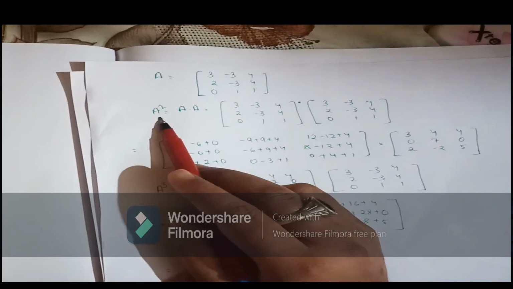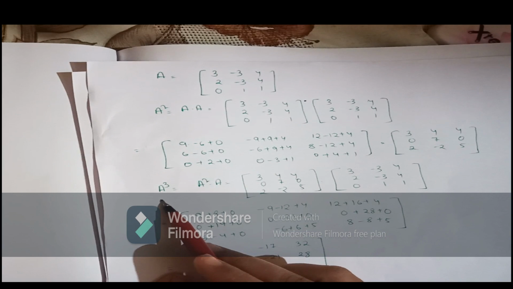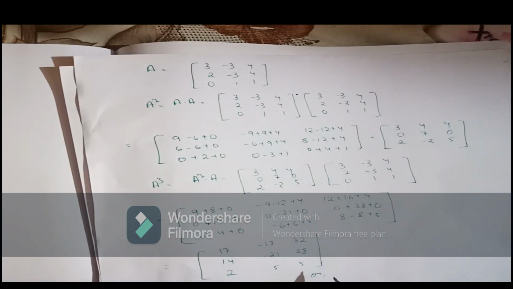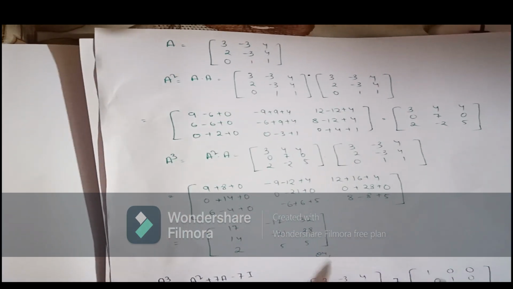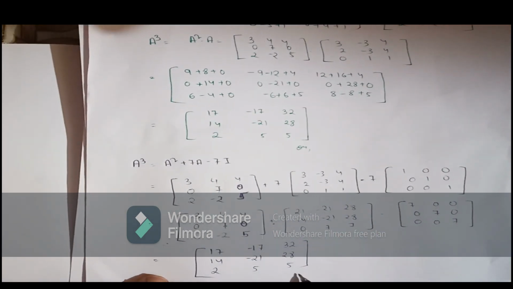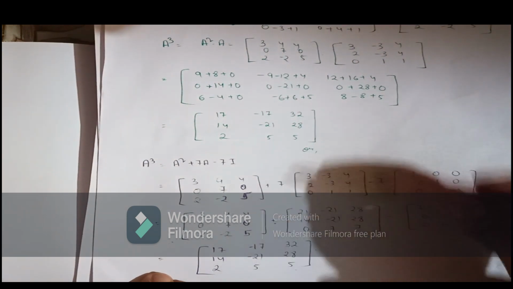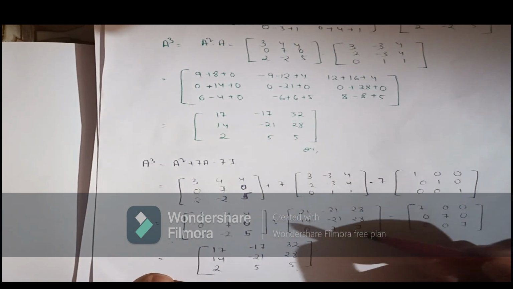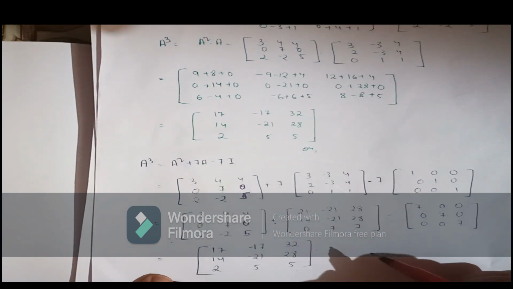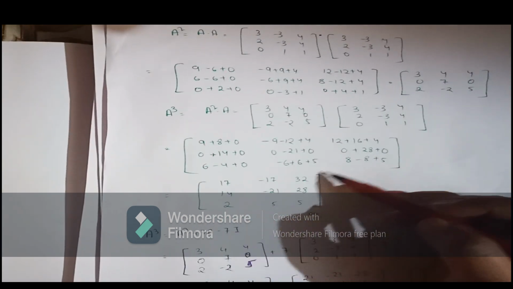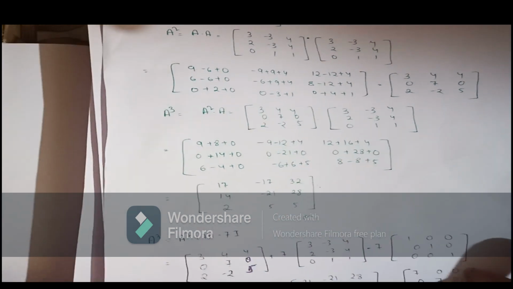A is equal to this much. If I am finding A square, then again I can multiply A square and A to find A cube. Or I can use the Cayley-Hamilton theorem and put this in to find A cube. Look, both are coming the same. You can use either of the methods. If you are using this, you have to find the characteristic equation. But if you are using the simple way, then you can find it this way also.